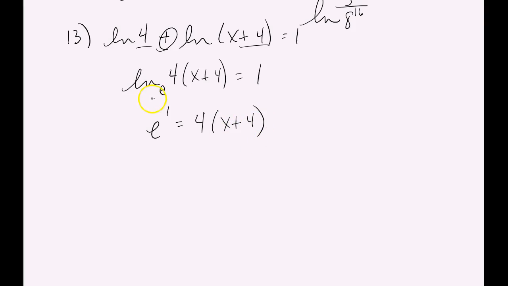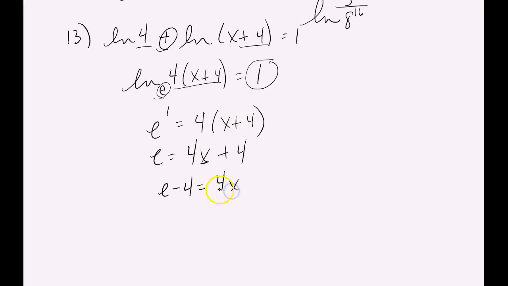And you're just rearranging it. The base raised to this number is equal to all of that. And then we're solving. So e equals 4x plus 4. I'm trying to solve for x, remember? So I'm going to do e minus 4, and then I'm going to divide by 4.